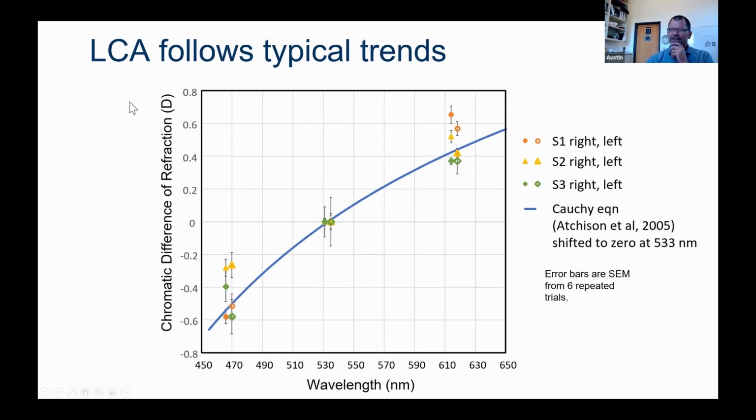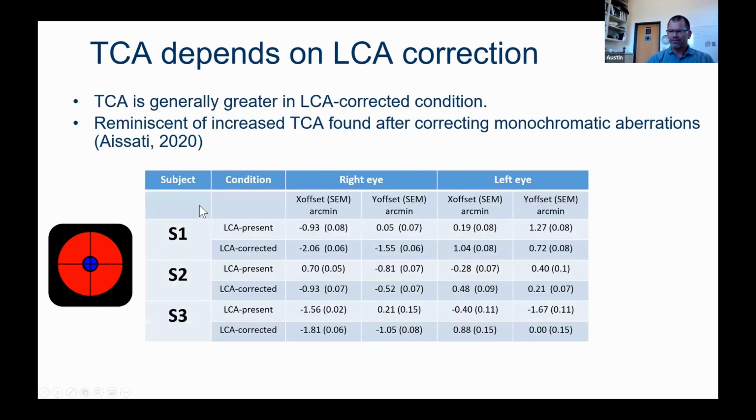The chromatic aberration of the individuals that we tested so far show typical trends, typical amounts of variability, and they fall along a curve given by the Cauchy equation shown in Atchison et al. And so it follows expected variations. Transverse chromatic aberration, and I apologize for not showing a plot, but there are a lot of parameters, and so I found it easier to show in the form of a chart.